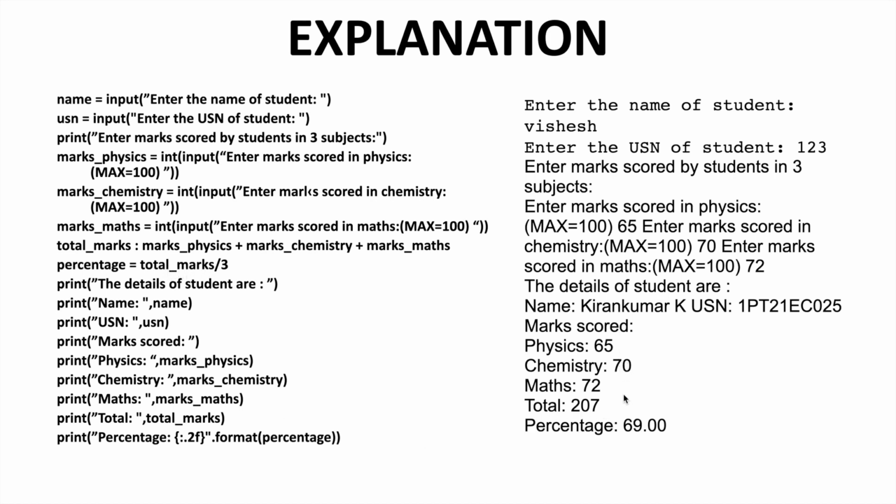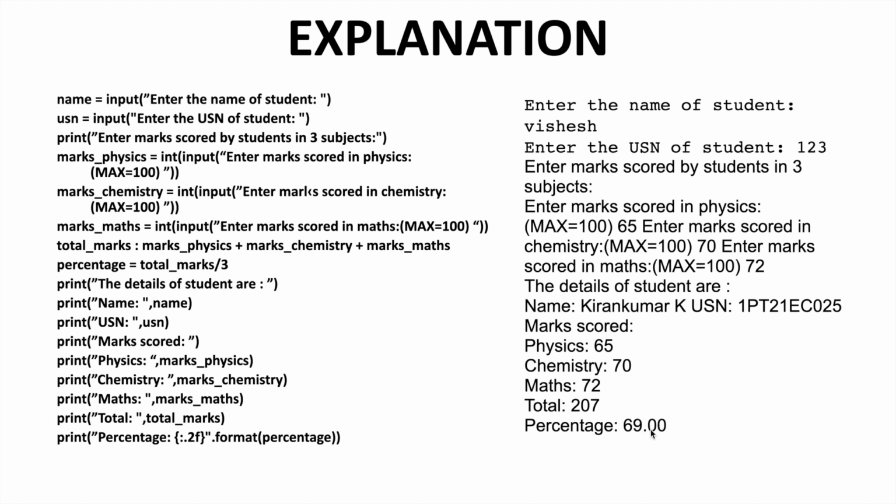According to this output, my physics marks are 65, chemistry is 70, maths is 72, and the total will be 207. If you divide 207 by 3, your percentage will be 69. But the only thing here is I'm using the format specifier 2f. 2f is floating point, so your value will be in floating point. That means a decimal point is allowed while displaying the result. But I used 2. After the decimal point, how many digits are allowed? Only 2 digits. That's why my result is 69.00.